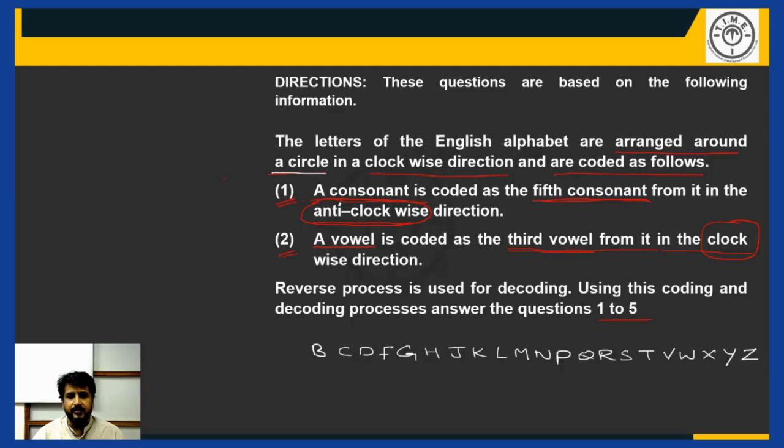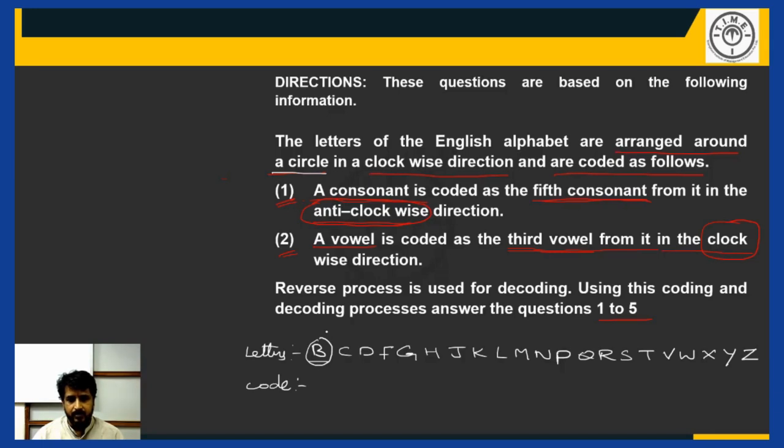And what is the condition given for consonant? A consonant is coded as the fifth consonant from it in anti-clockwise direction. So what is the code for B? These are the letters. Now we have to find the codes for these letters.